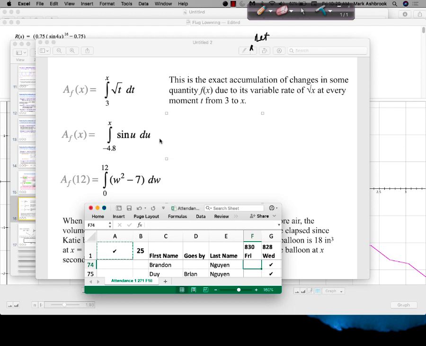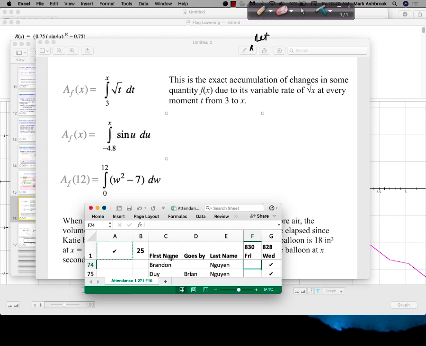As it goes, the net changes at the rate of sine of u from the points negative 4.8 to x. Okay, yeah, that was really good. Just at the end to x. Right, so u takes on every value from negative 4.8 to x. Okay, so did you hear what he said? Pretty good.